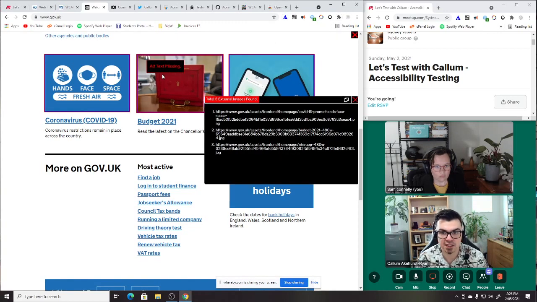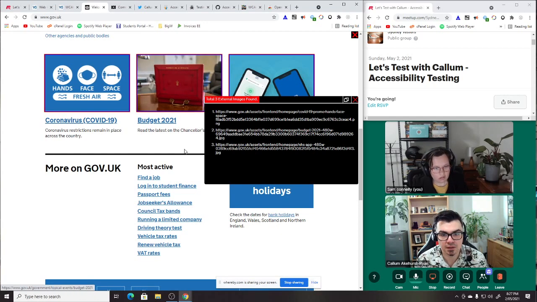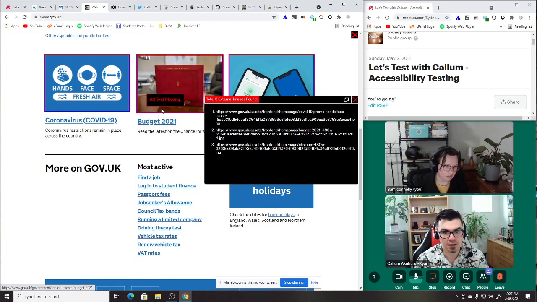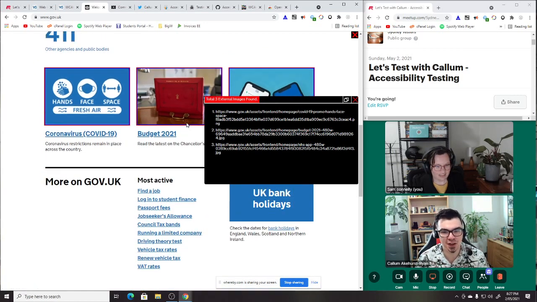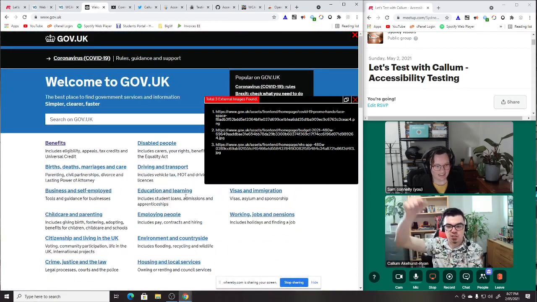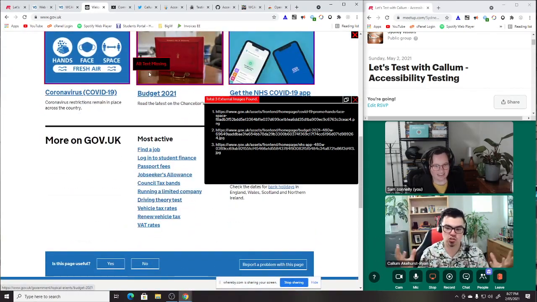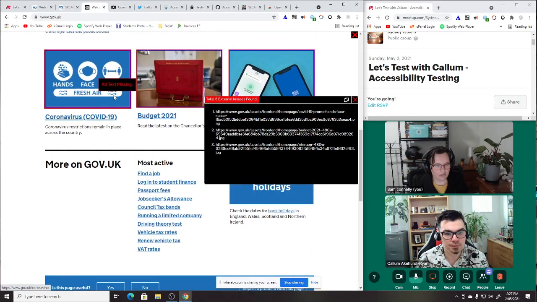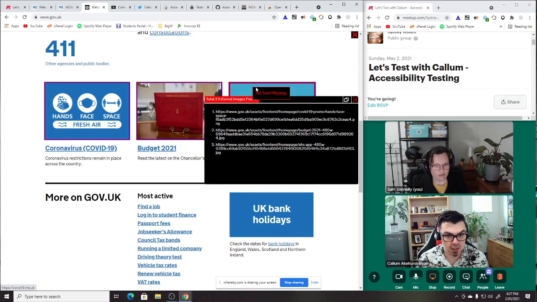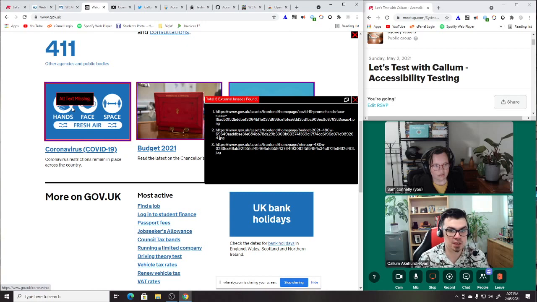So you've got an alt text tester tool, which is really cool. Yeah, alt text is missing on the Budget 2021. There we go. That's fine. I don't even know what that picture is, even when I can see it. That's a red box. It's part of a British government chancellor's thing. I don't have all the details of our government, but it's where they keep all their special government budgetary information. So it's a specific thing there. Okay. Yeah. So the news articles don't have it. Yeah. And that hands, face, space, fresh air thing is probably a really important image that we want to be sharing with everyone at the moment.